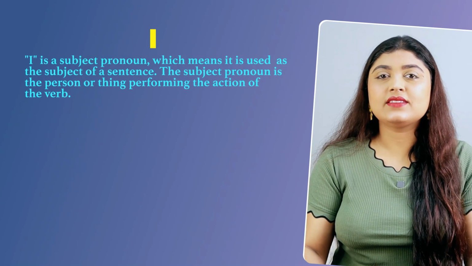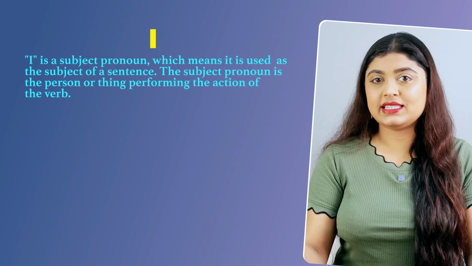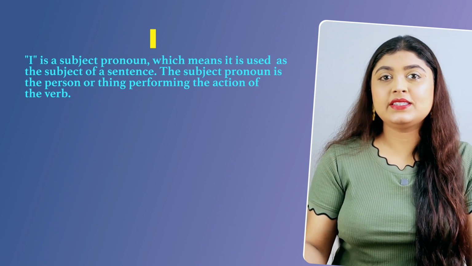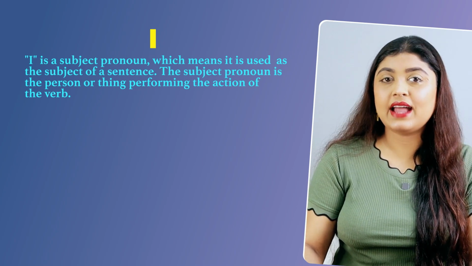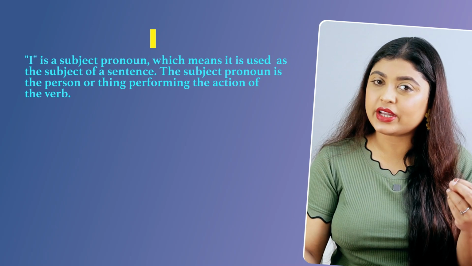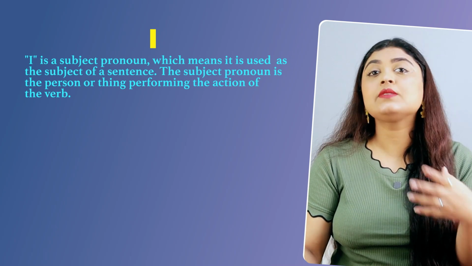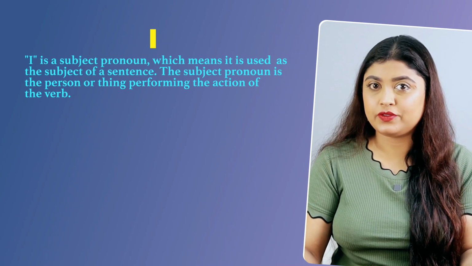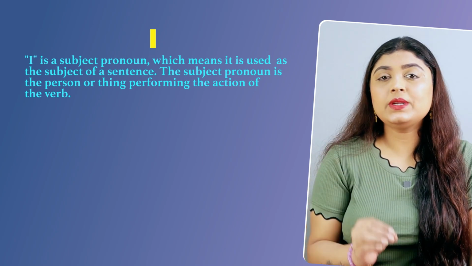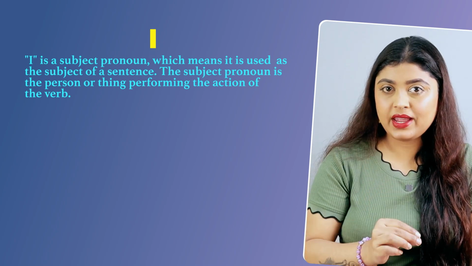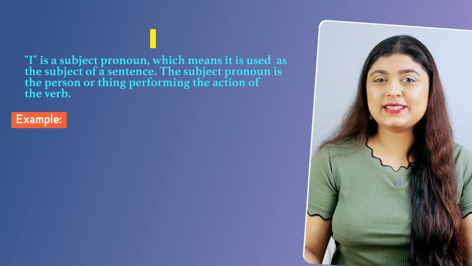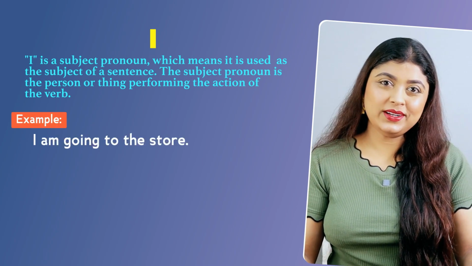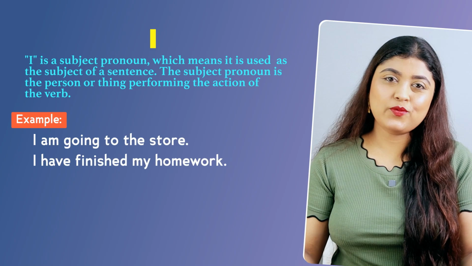We'll first talk about I. I is a subject pronoun, which means that it is always used as a subject. And what is a subject? A subject is a person who is performing the action of the verb, right? So we can always see I in the place of a subject. For example, I am going to the store. I have finished my homework.